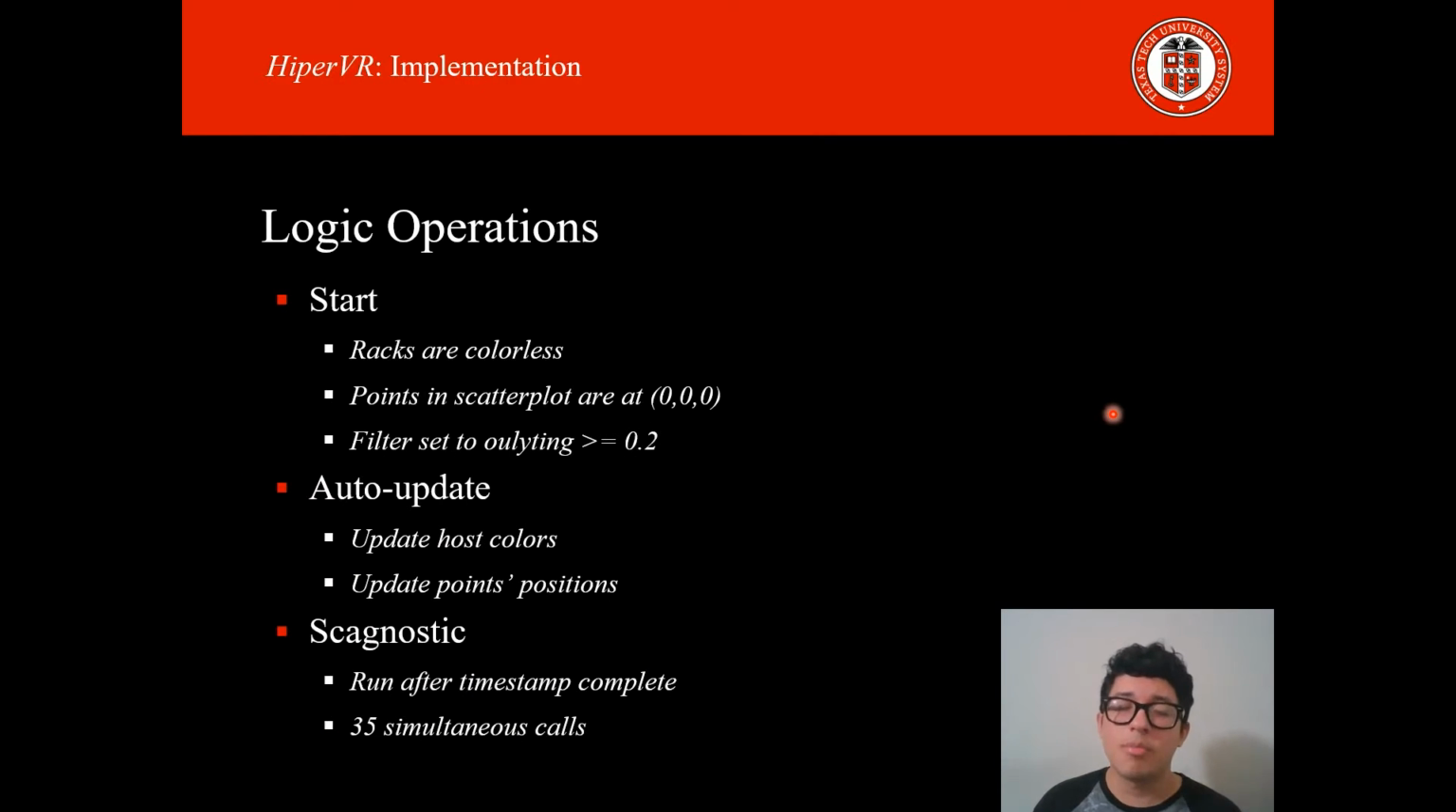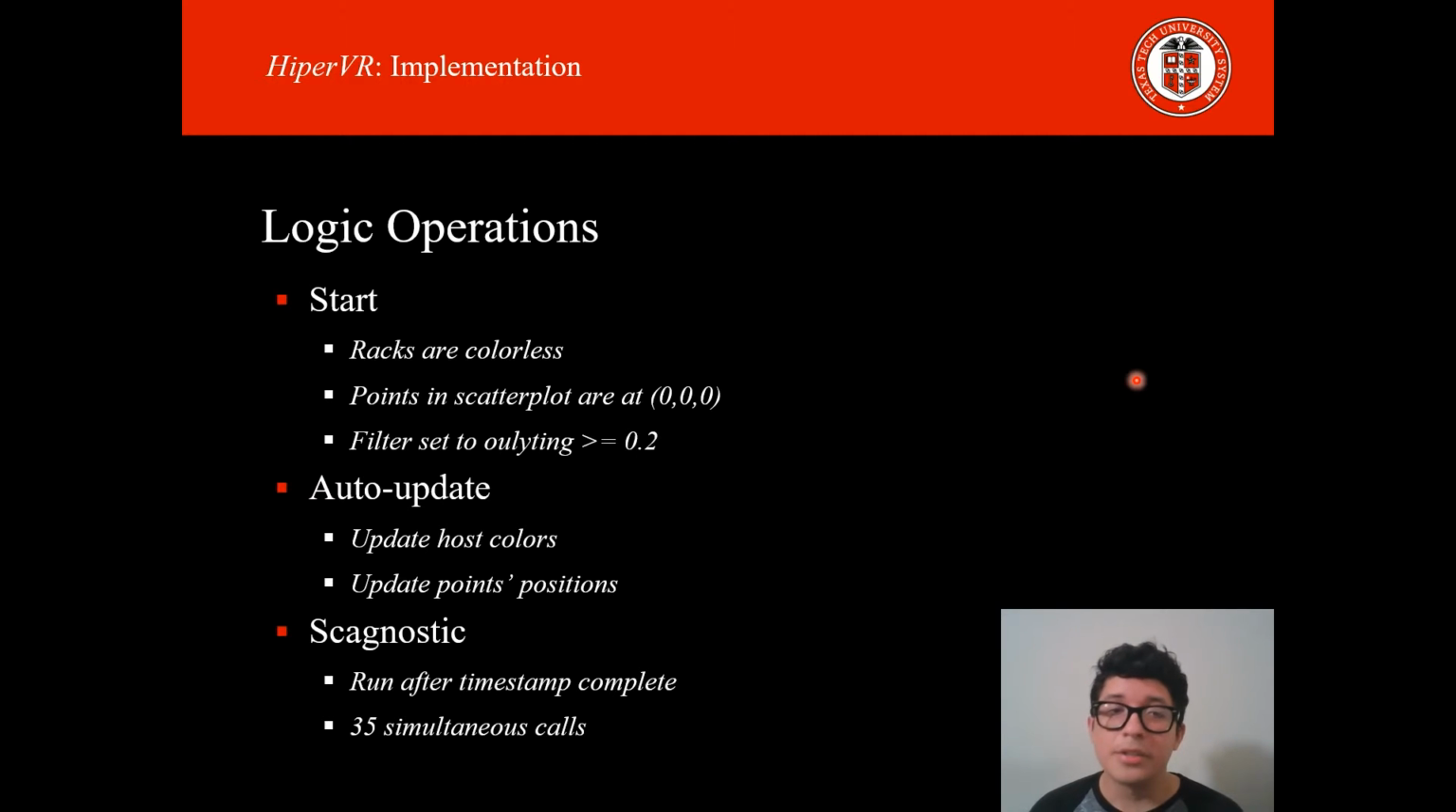Some of the logic operations that occur all throughout the running of the system are, for example, at the start, the racks are colorless, all the points start at 0, 0, 0, and all the filtering is set to outlying greater or equal to 0.2. After the start, all of the racks get colored, all of the scatterplot points get to their corresponding position, and the filtering is done intentionally again to avoid having to render all of the points at the same time. And then there's the auto update every time.